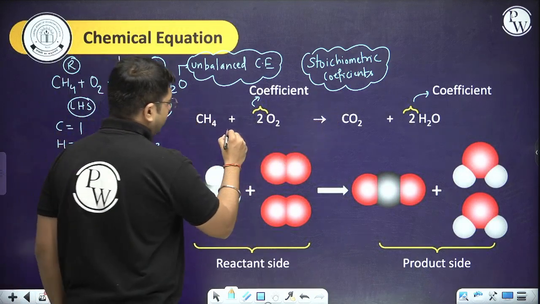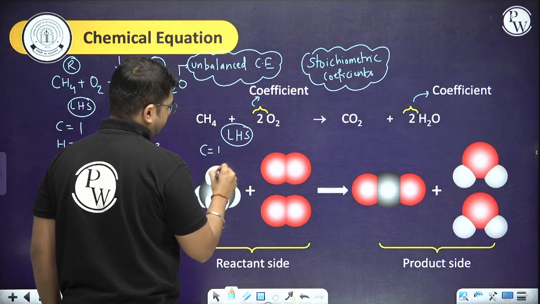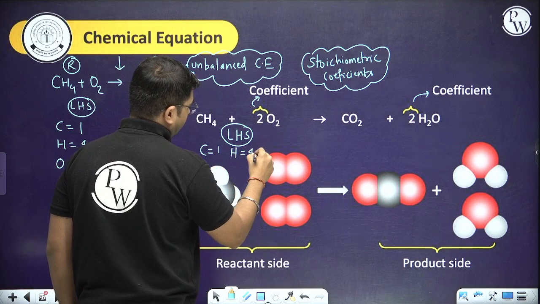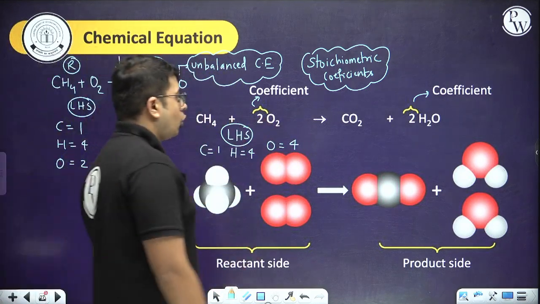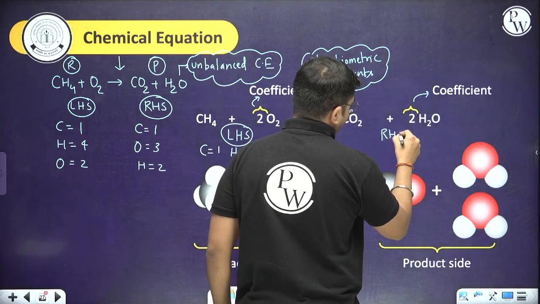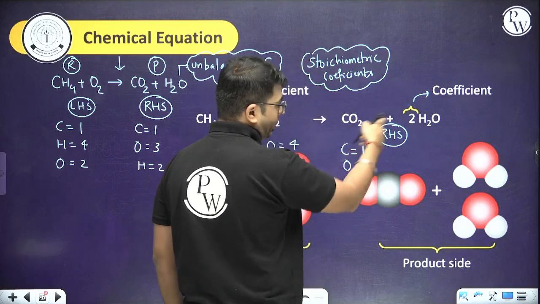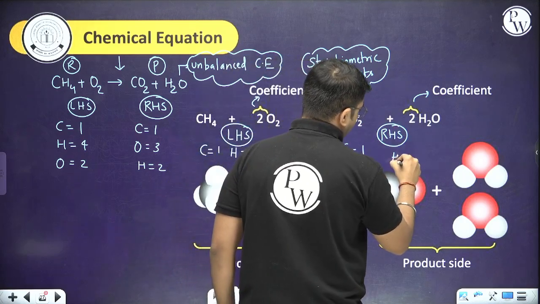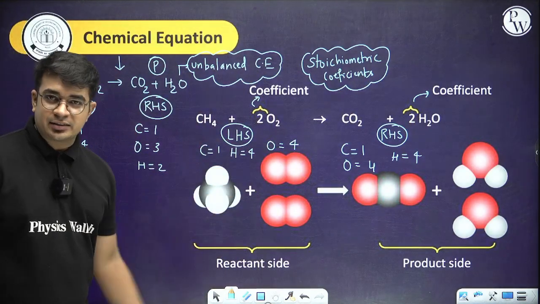Now you can count the LHS side. In this case, carbon is 1, hydrogens are 4, and oxygens are also 4, 2 2s are 4. On the RHS side, carbon is 1, oxygen is 2 here and 2 here, so total 4, hydrogens are also 4, 2 2s are 4. So you can see the atoms are exactly the same on both sides.